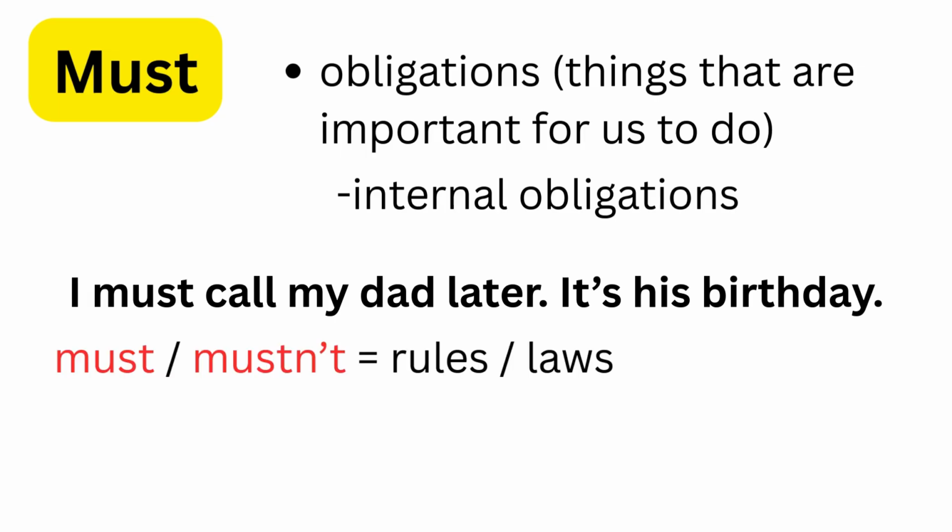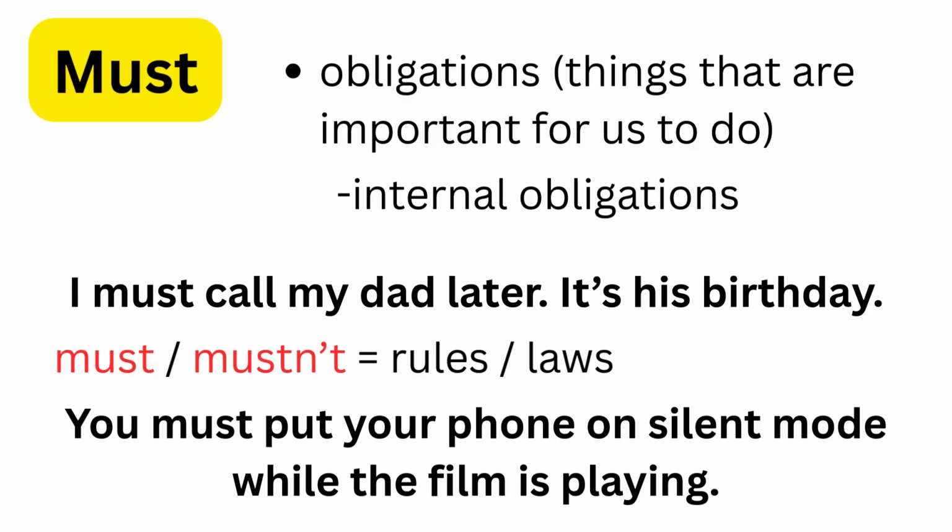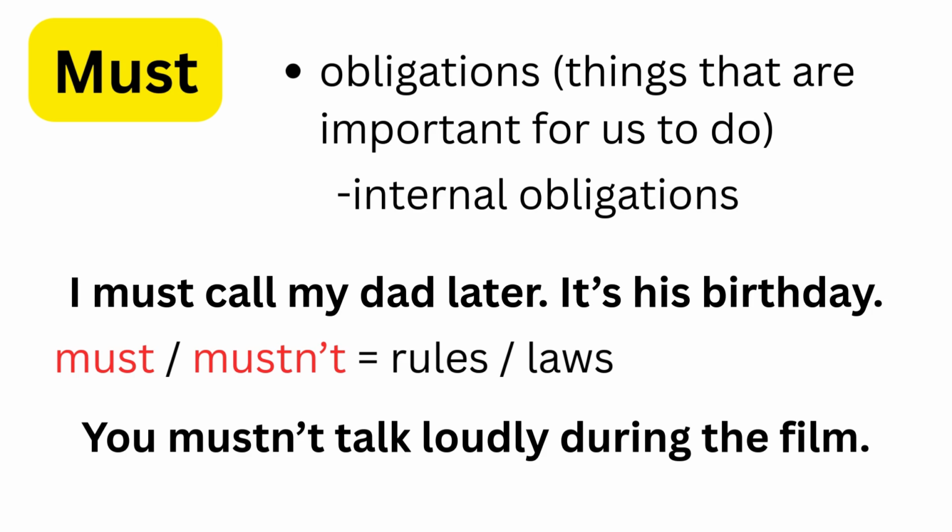We also use must and mustn't to talk about rules and laws, things that are often imposed by others. Let's imagine we're going to the cinema. You must put your phone on silent mode while the film is playing. You mustn't talk loudly during the film. In both cases, these are external obligations, rules that everyone is expected to follow.